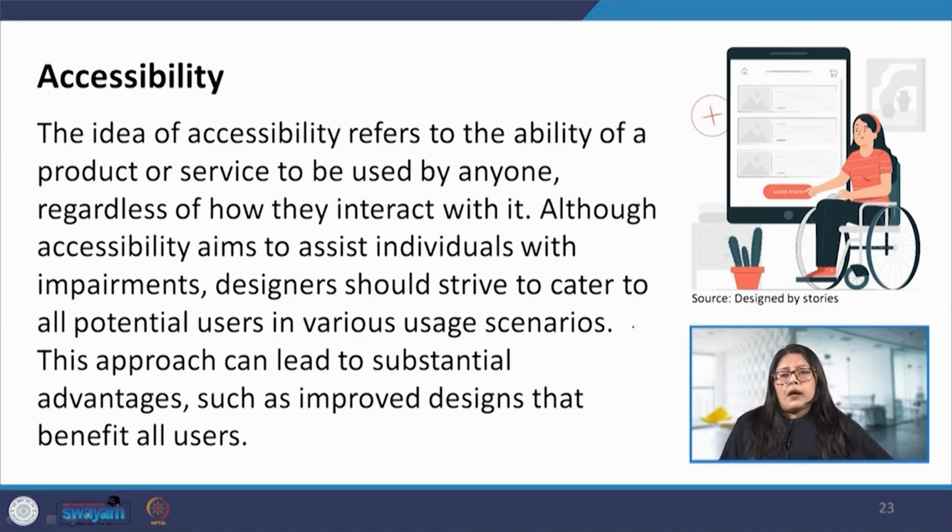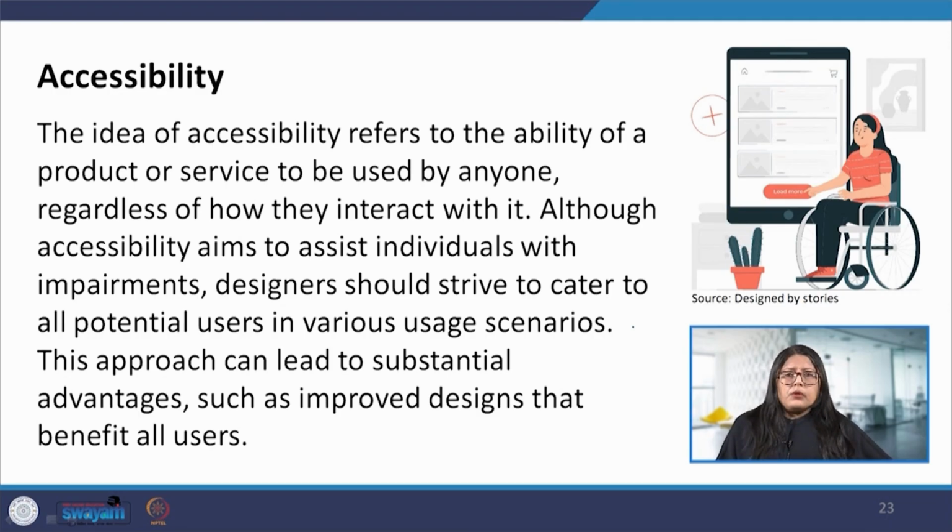The impairment can be of different types. It could be sensory, where they maybe cannot see or hear. It could be physical, where they could have some problem with the motor functions, or it could also be cognitive, wherein the brain function could be affected. So, all these come under the area of impairment, and how can accessible systems be designed for them.